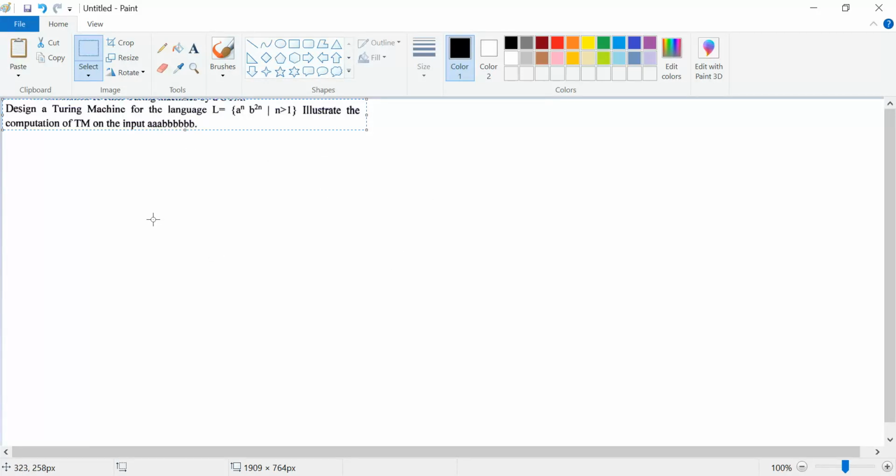Hi guys, today we'll look at this problem. This is from a previous university question paper. So we'll use the same. The idea that we have to use for this Turing machine is different from the one that we did earlier.